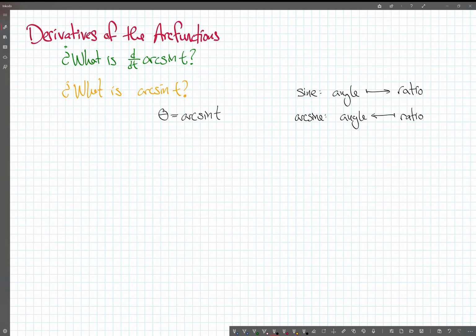What specifically does theta equals arcsine t mean? It just means that sine of theta is t. And now we're going to do some trigonometry. What does it mean for sine of theta to be t? Well, that's a statement about an angle in a right triangle. If I set the hypotenuse to 1, then the opposite leg has length sine theta.